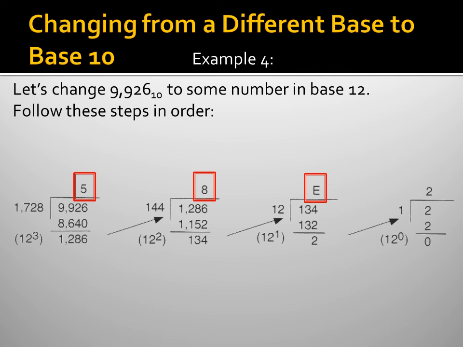1 into 2 goes twice. 2 times 1 is 2. We put that underneath. We subtract, and the remainder is 0. So 2 is the last number in our answer in base 12.